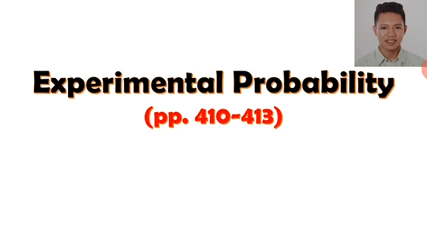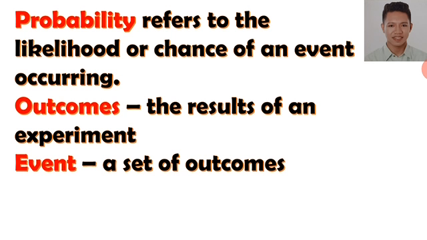But before we begin with experimental probability, let me define probability. It refers to the likelihood or chance of an event occurring. When you say outcomes, these are the results of an experiment, and an event is a set of outcomes.